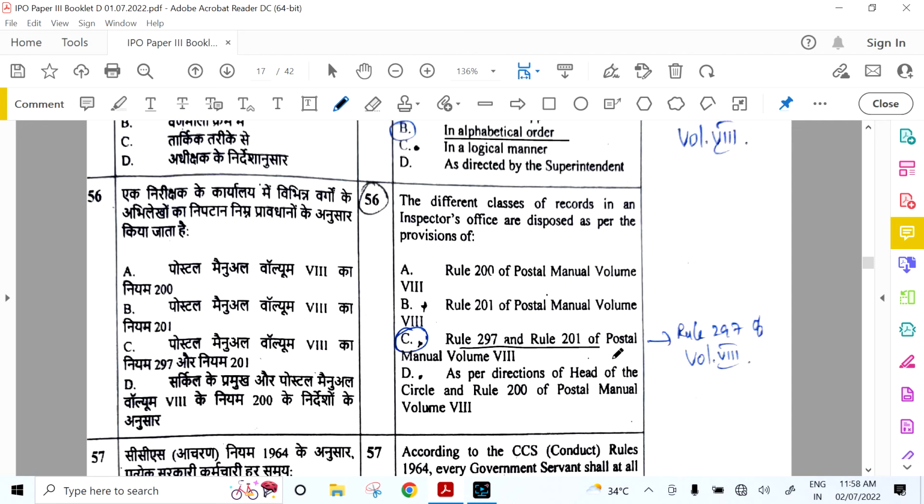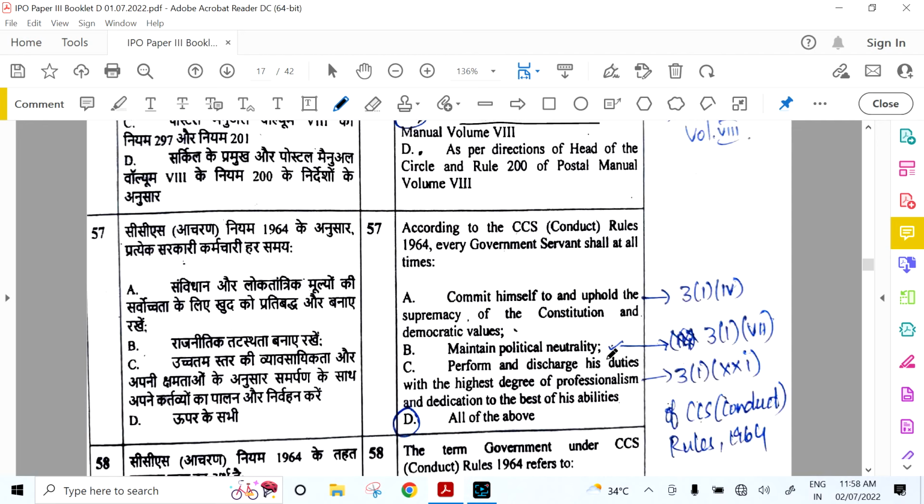The different classes of records in inspector offices are disposed as per provisions of Rule 297 and 201 of Postal Volume 8. According to the CCS Conduct Rules 1964, every government servant shall at all times commit himself to uphold the supremacy of constitution and democratic values. Yes, that is correct as per Rule 314.